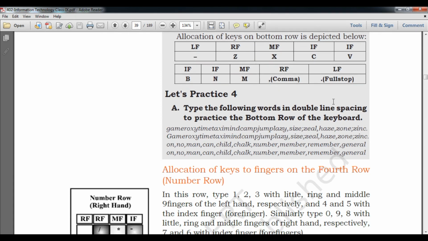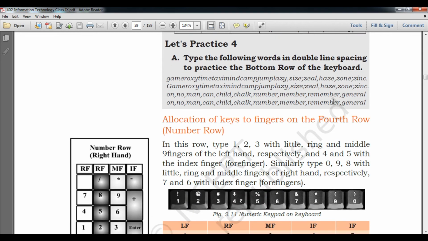So students, you have to follow the instructions same as I gave above, and you have to type the following with double line spacing to practice with the bottom row of the keyboard. You have to type words like game, Roxy, time, without a space, and then comma, size, ZEAL, such type of words. Type at least 4 lines, as given in the book also.